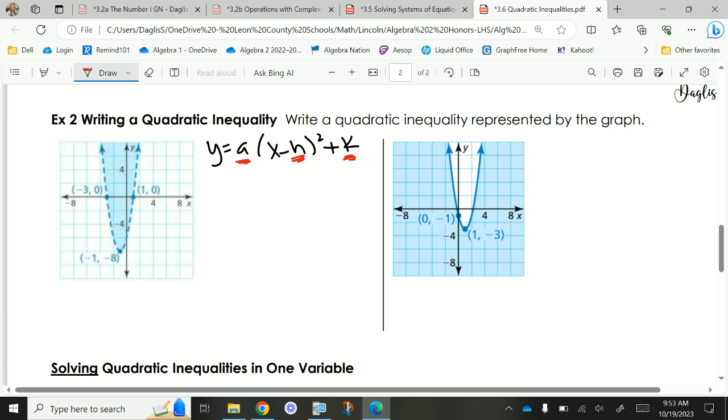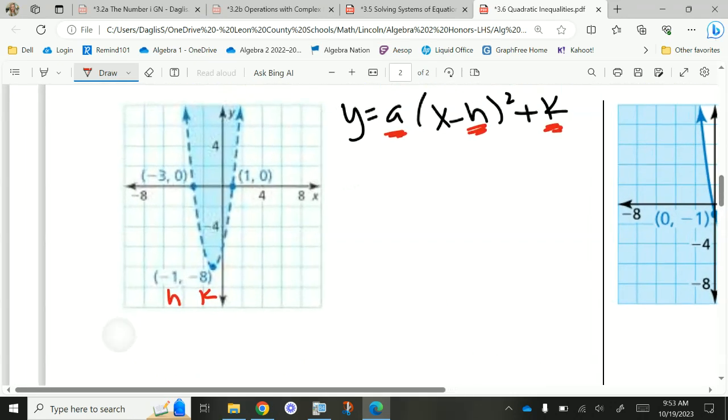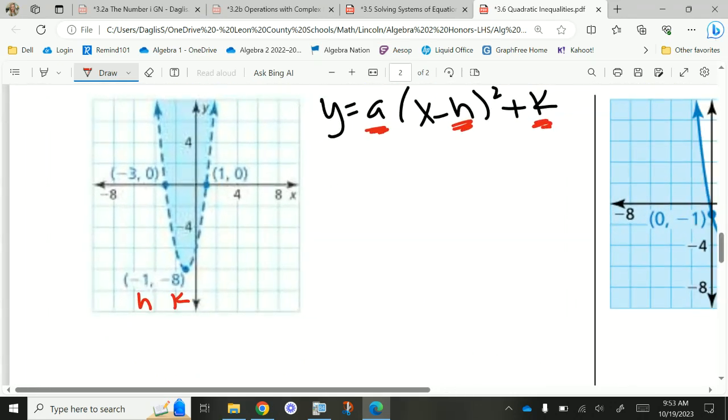So we know this is our vertex. So h is going to be negative 1. Let me zoom in for y'all. H is going to be negative 1, and k is going to be negative 8. What do you want to use for x and y? He's very passionate about this. Are we good about 1, 0 being x and y? Okay. Sounds great.